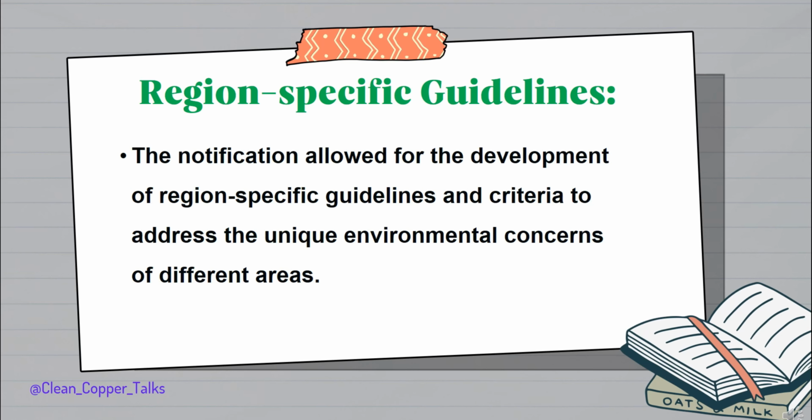Region specific guidelines were introduced. The notification allowed for development of region specific guidelines and criteria to address unique environmental concerns of different areas. The environmental conditions of Rajasthan will be different from those of the Northeast. The environmental conditions of Jammu Kashmir will be different from those of South India, and hence region specific guidelines were introduced, that region specific guidelines could be implemented for environmental clearance applications.